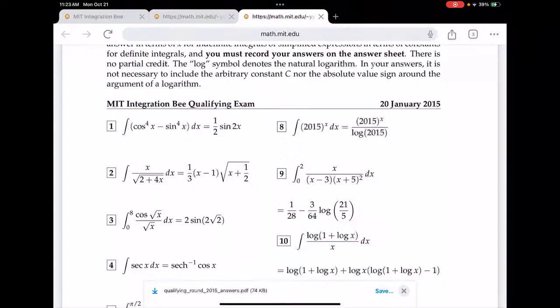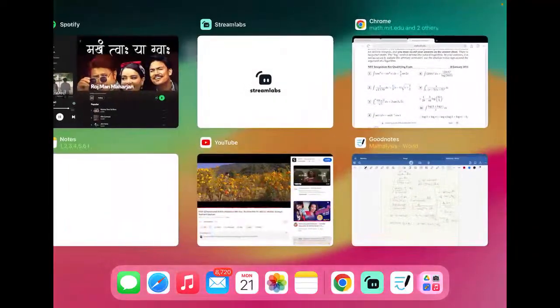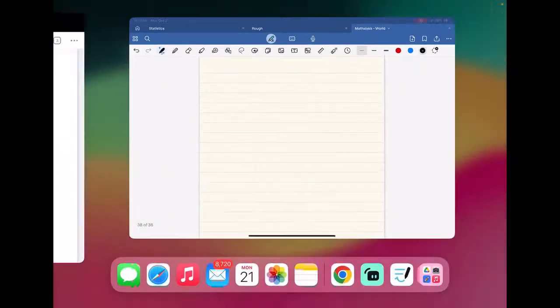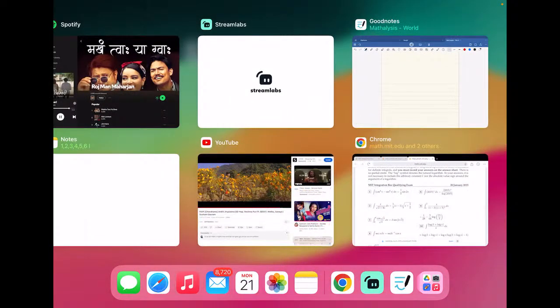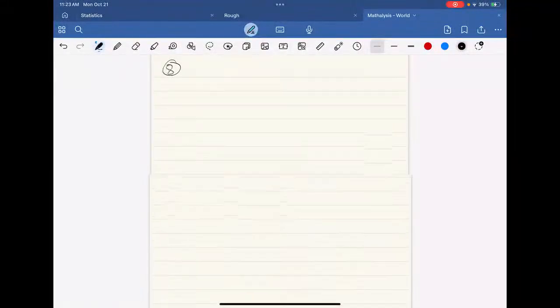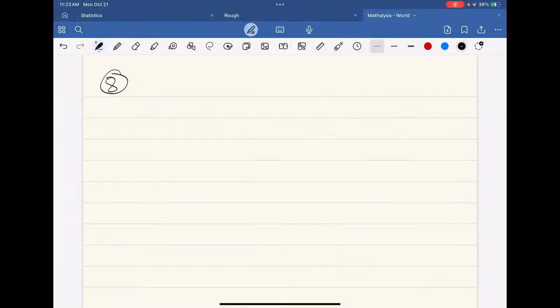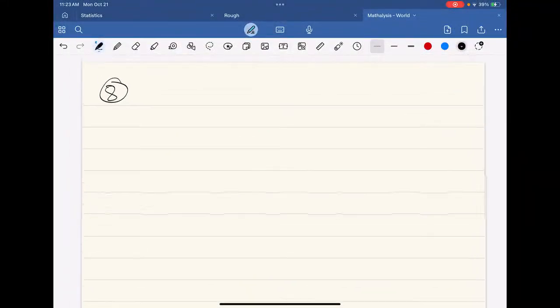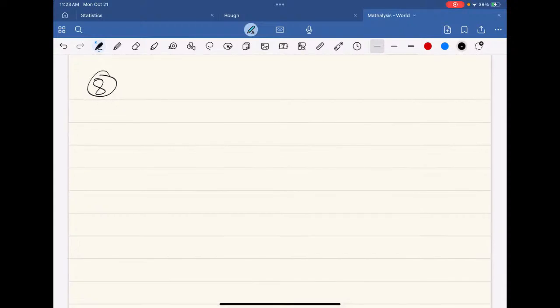Integral of 2015 to the power x dx. What's the number? 8. Okay, 8 number. In 8 number, guys, the 6 of you who are watching, please don't hesitate to ask your doubts if you have. I'm happy to answer them.